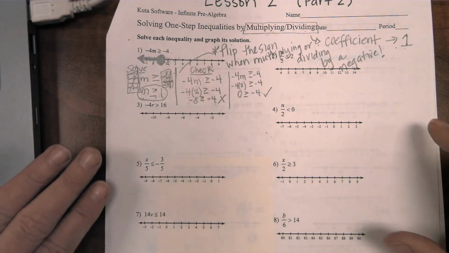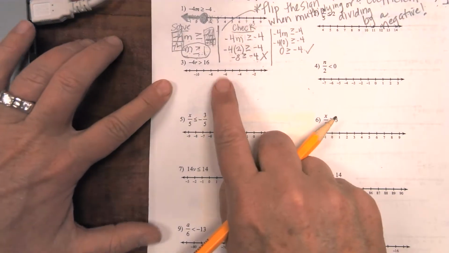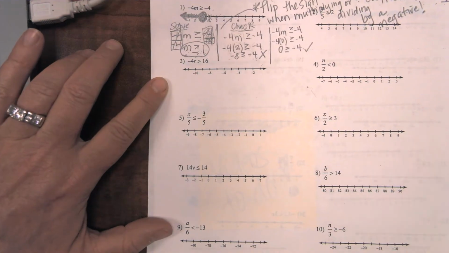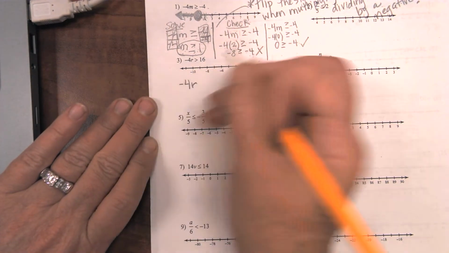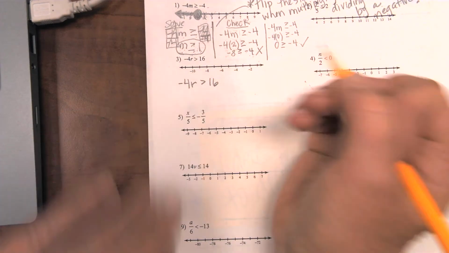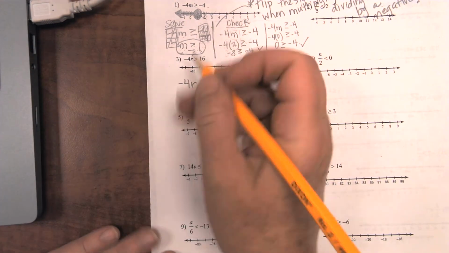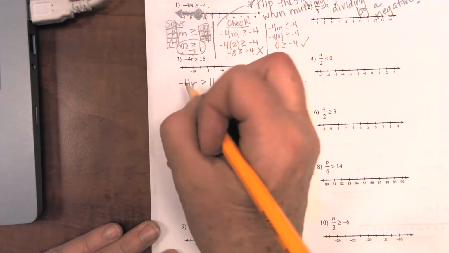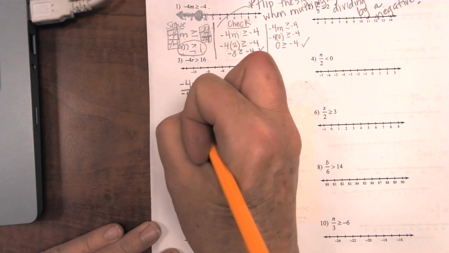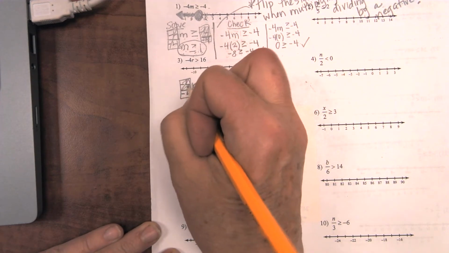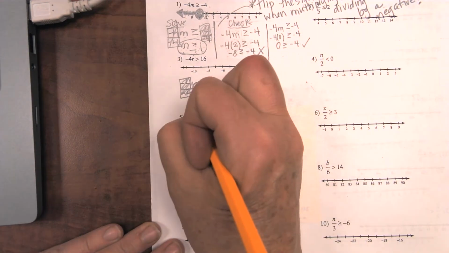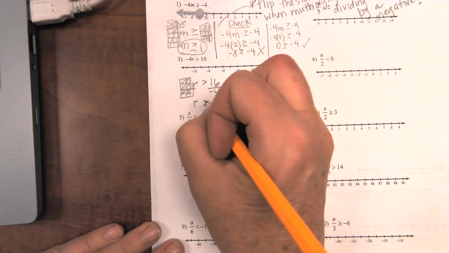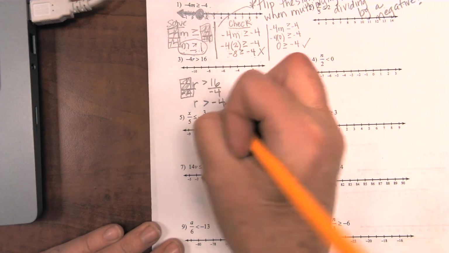Okay, let's go ahead. I'm going to actually move down. Let's just do the one just below it, since that one's a good one. I have negative 4r is greater than 16. I have a negative 4 coefficient, so I'm going to divide it by negative 4 to make it a 1. Whatever I do to one side, I do to the other side. Now, I have r is greater than negative 4.